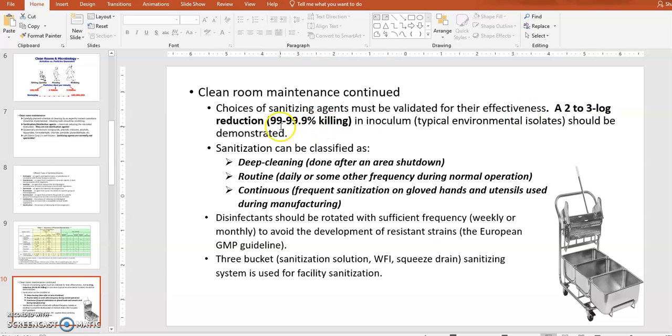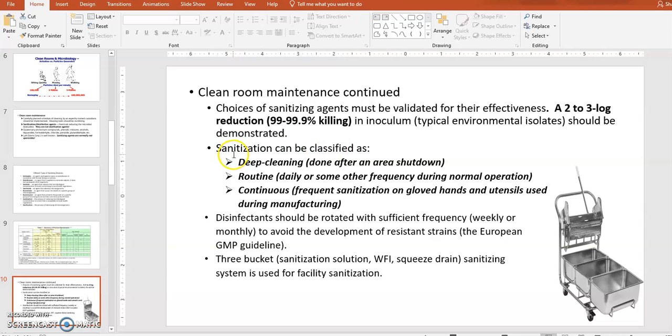So basically 99% kill is a 2 log reduction, 99.9% kill is a 3 log reduction. You have to demonstrate if your sanitizers or cleaning and sanitizing method are really effective, to give you a 2 to 3 log reduction. So the study should be done, demonstrated, and documented.